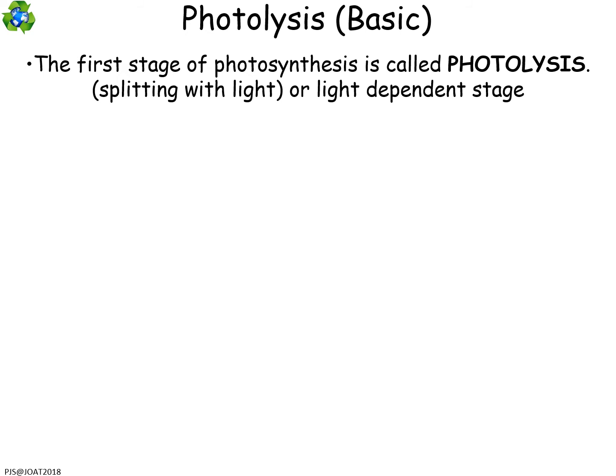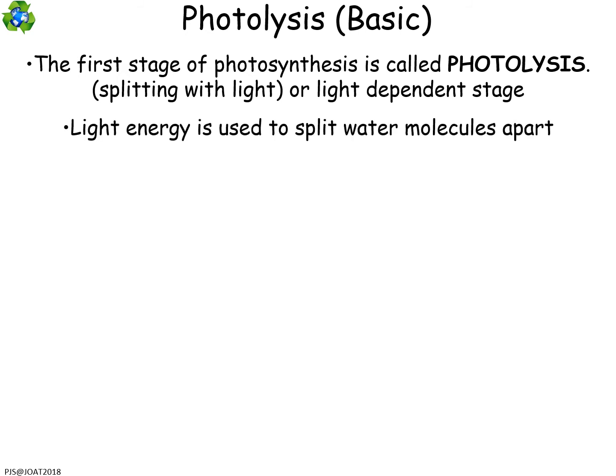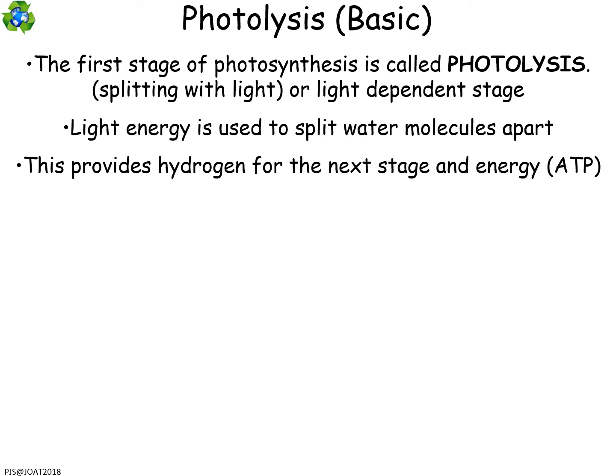So this is either photolysis or light dependent stage. And we use light energy to split water apart. Now this is Nat 5. And that also gives you hydrogen for the next stage, which is essential, and you get energy out, which is ATP, which you need for the next stage, and we release some oxygen.